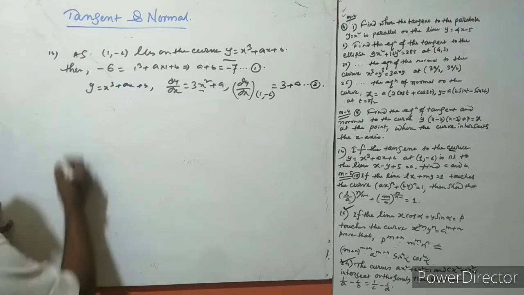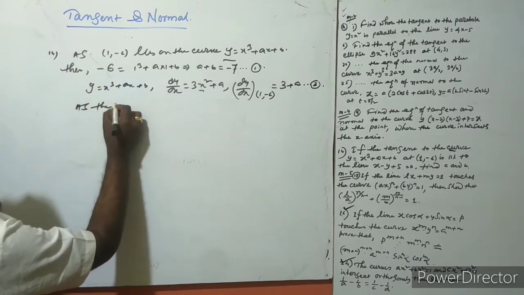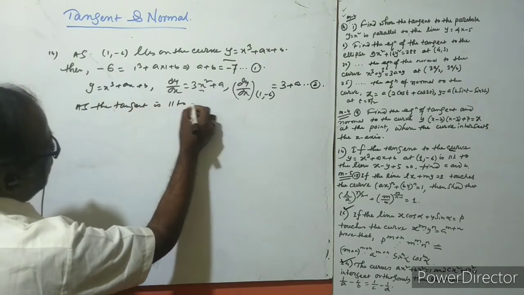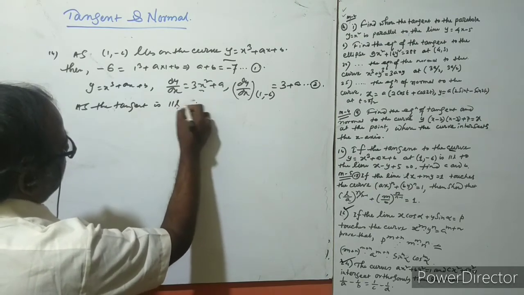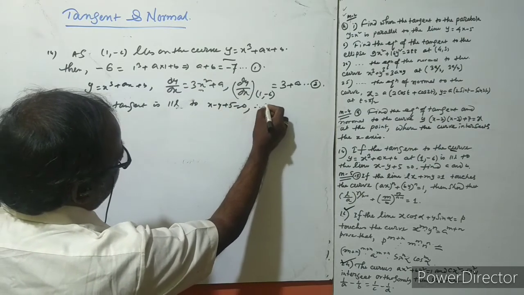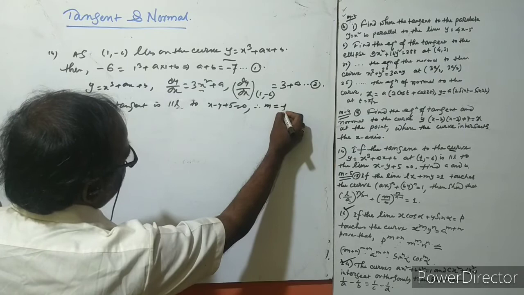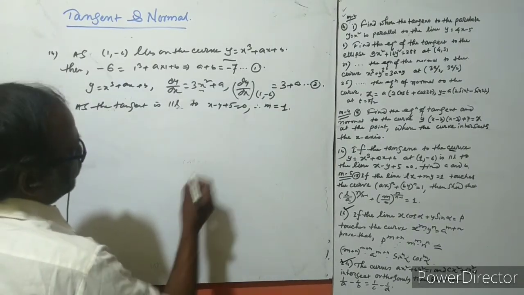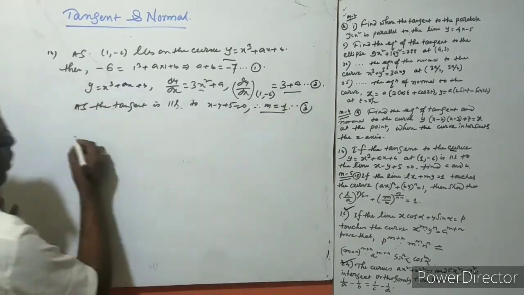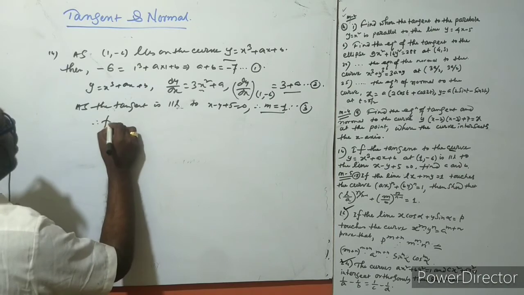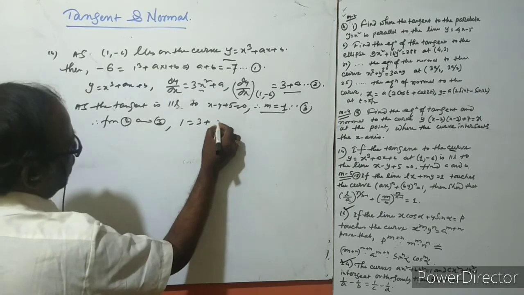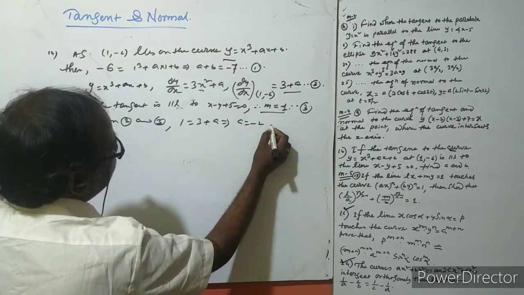As the tangent is parallel to x minus y plus 5 equal to 0, so m equals the slope, this is 1. So from these, the two slopes are equal. So therefore from 2 and 3 we get 1 equal to 3 plus a. So a equals minus 2.